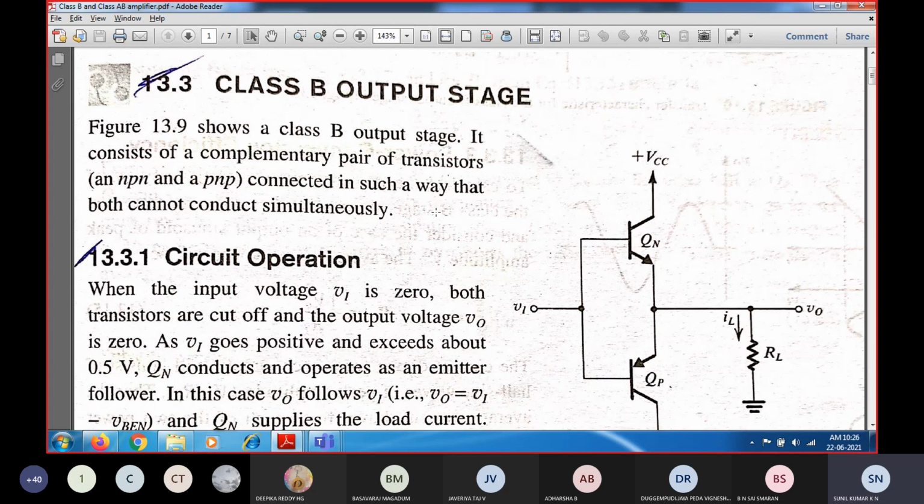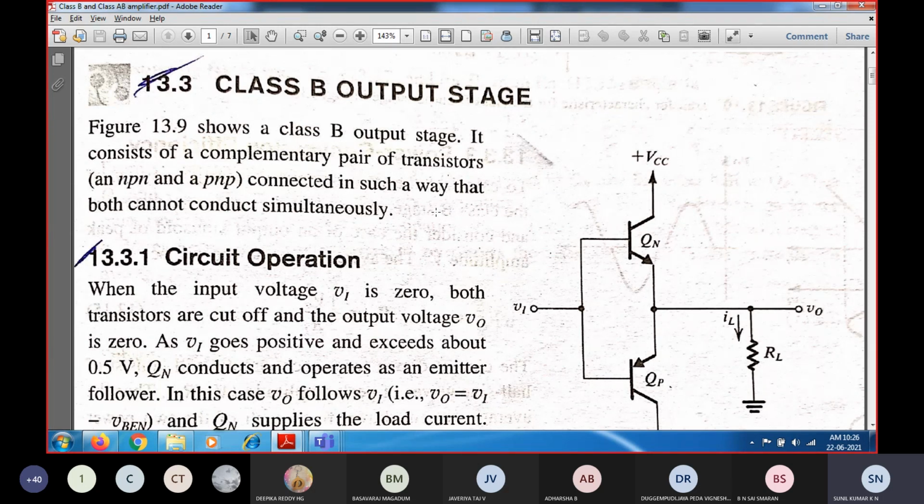If I want to get a full output wave cycle for a given input cycle, what I need to do is consider another class B amplifier which works opposite to the previous class B amplifier. If both class B amplifiers are given a common input, then during the positive half cycle one class B will deliver the current to the load, and during the negative half of the cycle the other class B amplifier will deliver the current to the load. So in that case, you are going to consider two stages of class B.